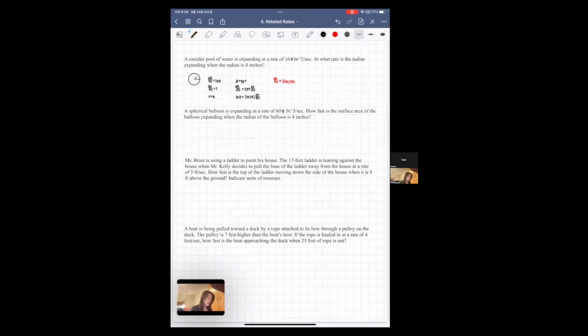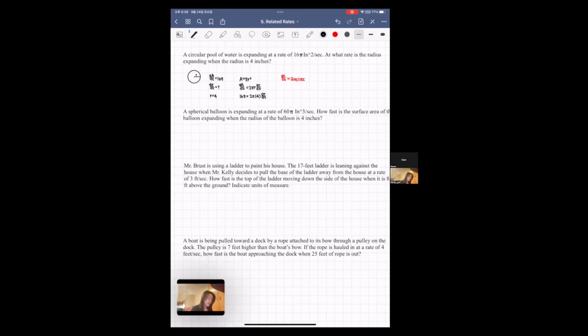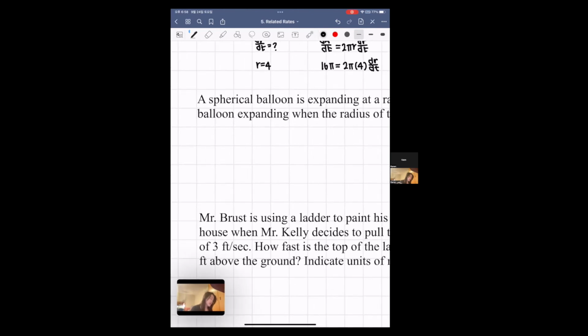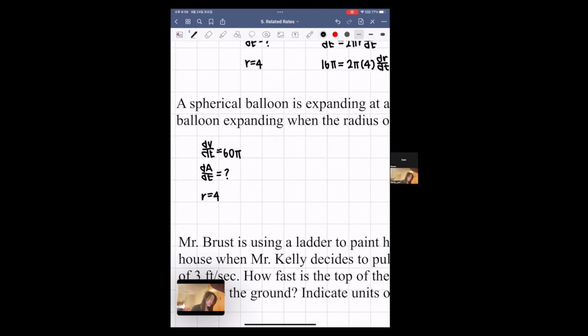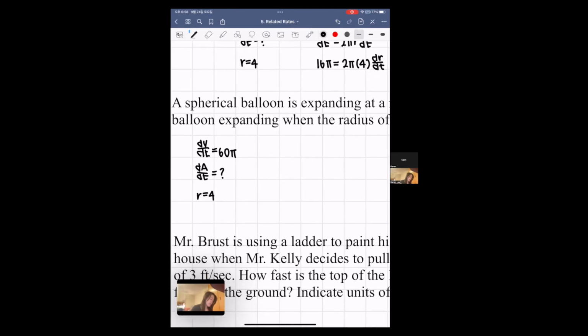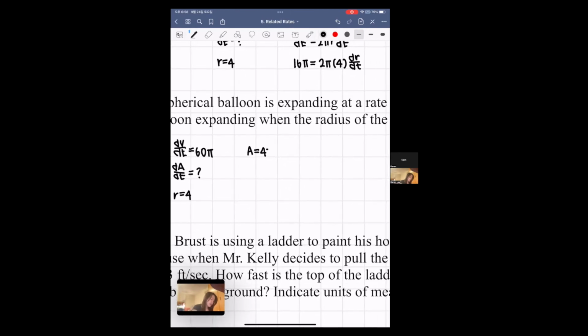Next one is basically a sphere. And because we already know the variables of the sphere, let's just go ahead. So dV dt is 60 pi. We have to find the area this time. So dA dt, and r is 4. Now, we know that A is 4 pi r squared. So we differentiate, and dA dt equals 8 pi r dr dt.